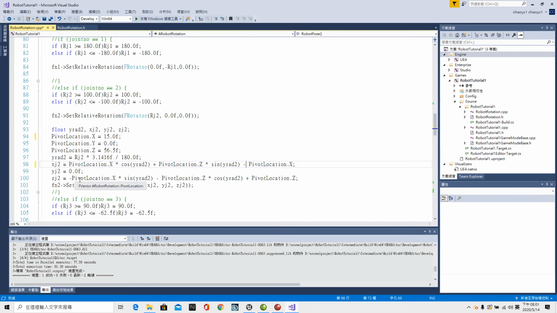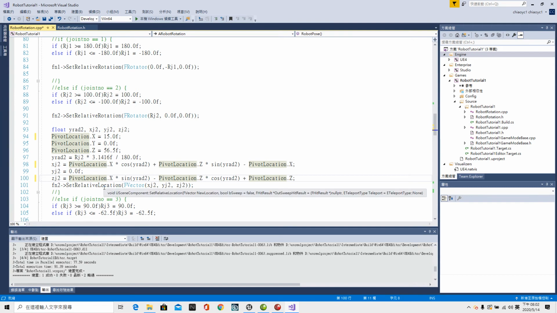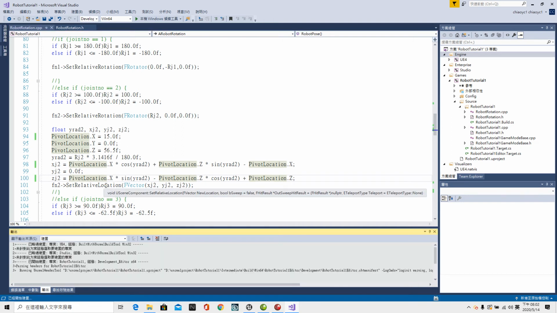ZJ2 equal to minus pivot location dot X. We have to change the minus to a positive. Multiply sine bracket Y radius 2 bracket minus pivot location dot Z. Multiply cosine bracket Y radius 2 bracket plus pivot location dot Z semicolon. FN2 minus greater SetRelativeLocation bracket FVector bracket SJ2 comma YJ2 comma ZJ2 comma bracket semicolon. Okay, the second joint is finished. Control Shift B to compile the program.